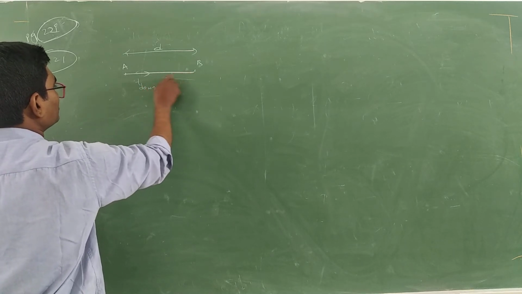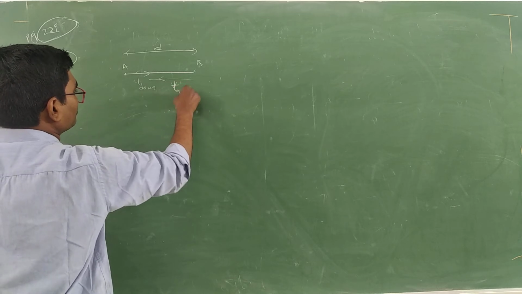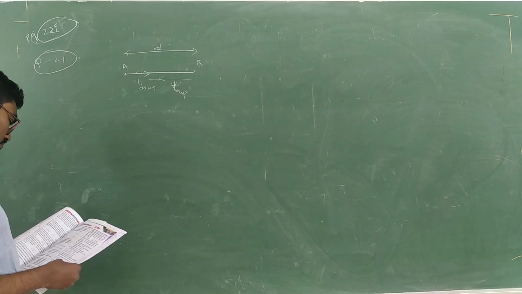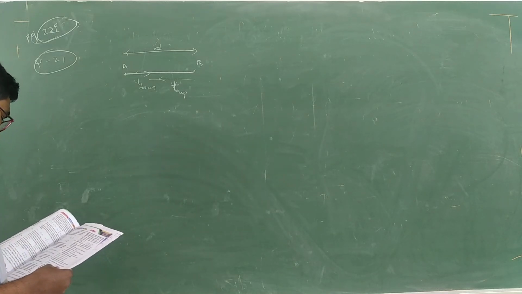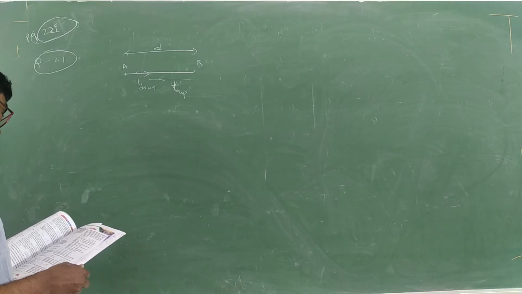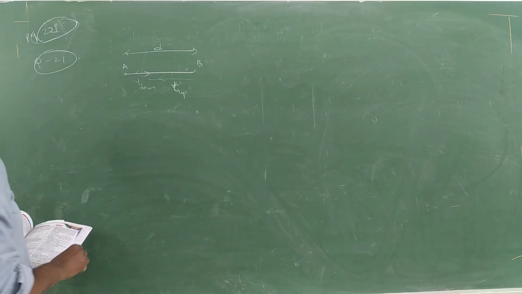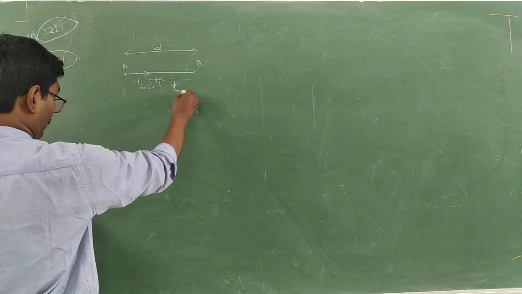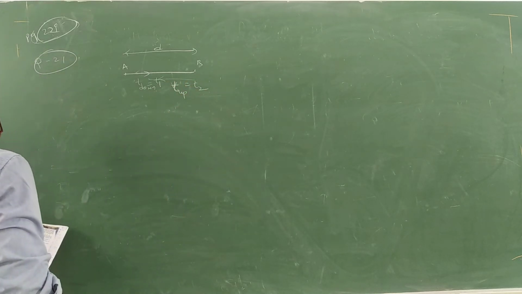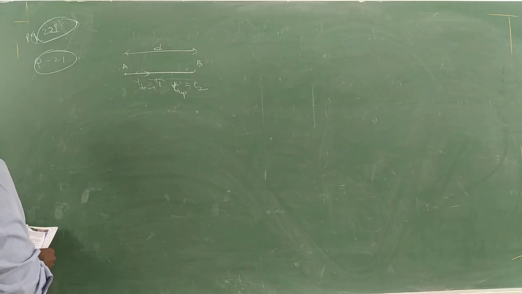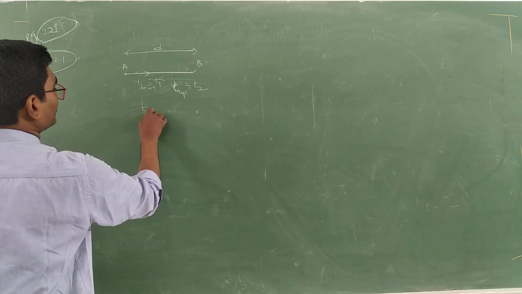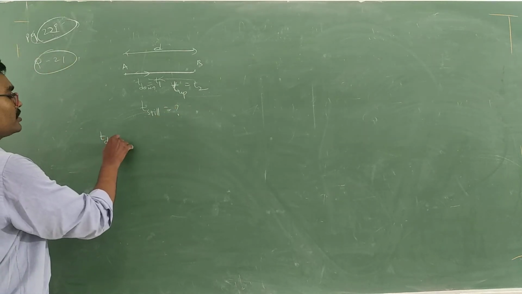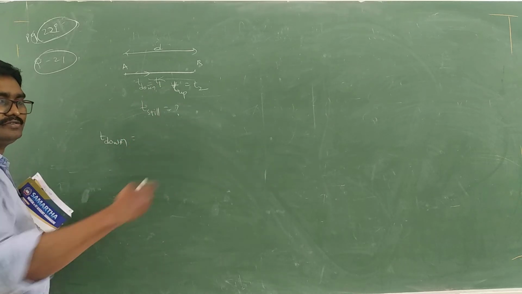Next it is coming in upstream, time taken in upstream, and now they are asking to find: the boat covers a certain distance between two spots in a river, taking T1 time going downstream. T down is equal to T1, T up is given as T2. What will be the time taken in still water? Time taken in downstream, this we already proved.